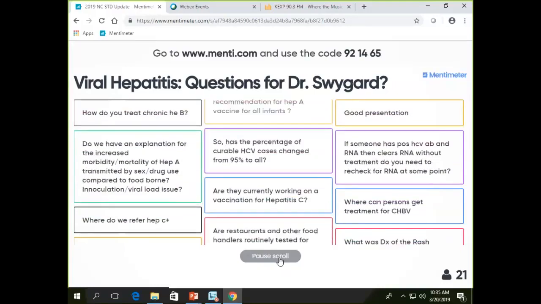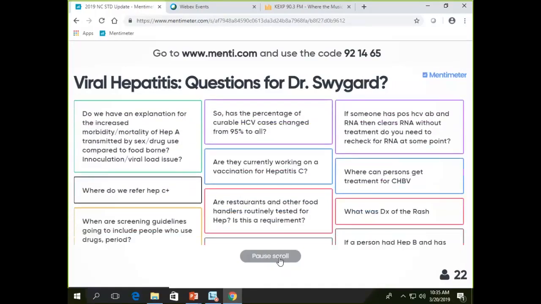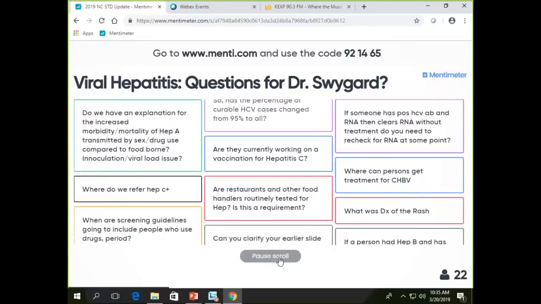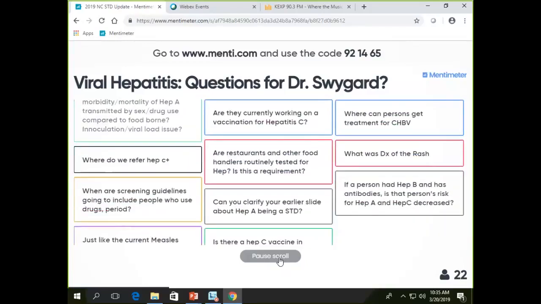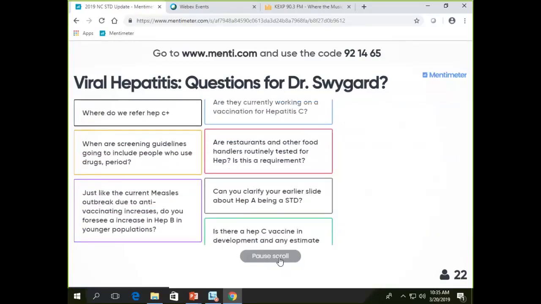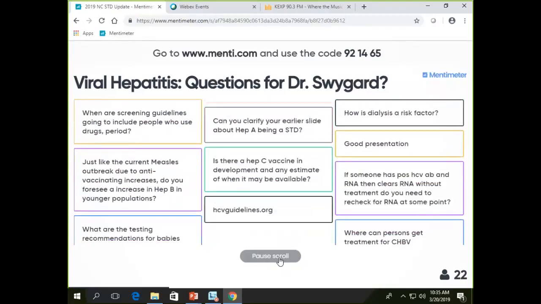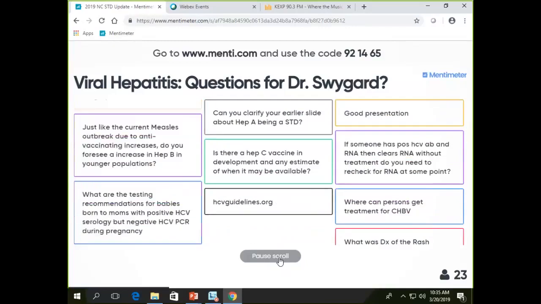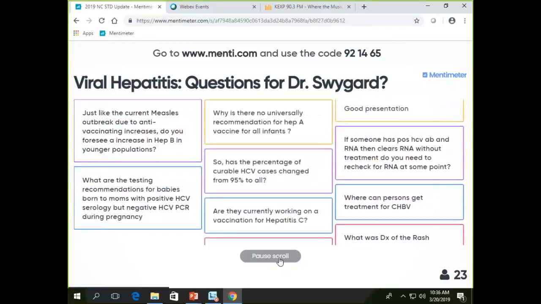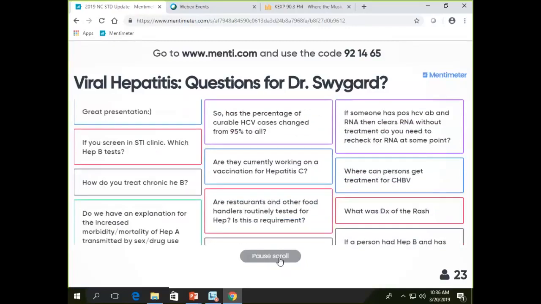How do you treat chronic Hep B? So there are 3 medications that are available for treating chronic hepatitis B. Actually, I should say 4. There's tenofovir alafenamide, tenofovir disoproxil fumarate, there's lamivudine, and entecavir. So these are medications that are available.